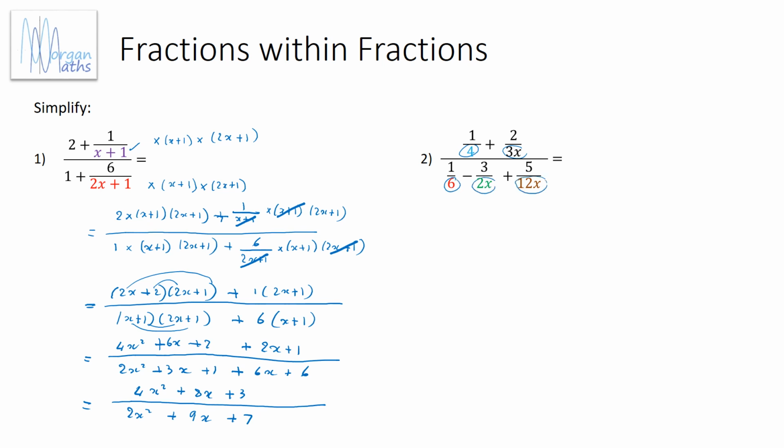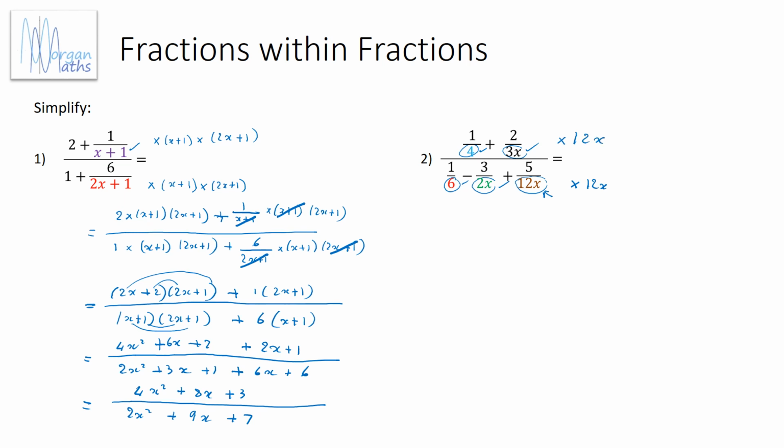The highest denominator is 12x. Well, 12x is a multiple of 2x. It's a multiple of 6. It's a multiple of 4. It's a multiple of 3x. So actually, by multiplying the top and the bottom by 12x, we're going to be able to simplify everything in one step. So let's have a look. I'm going to do it in steps so you can see how I simplify.